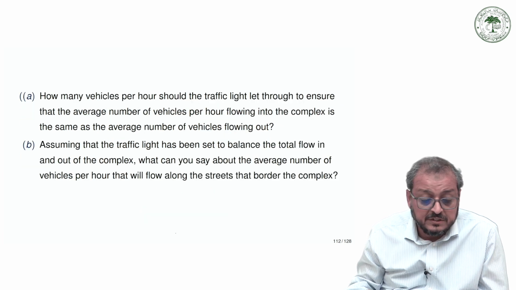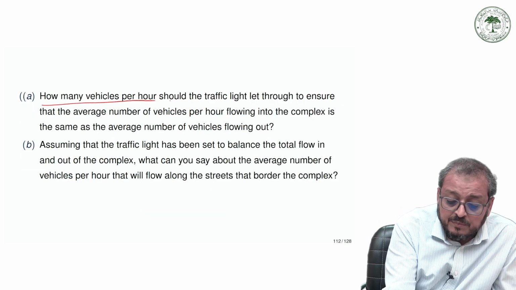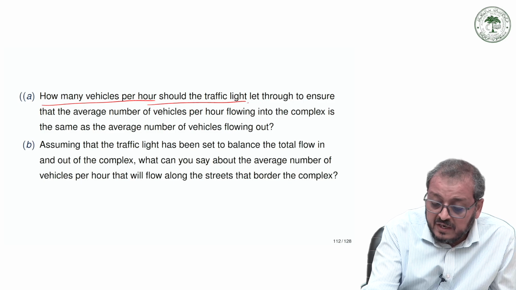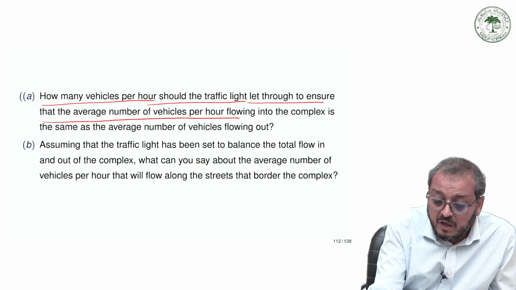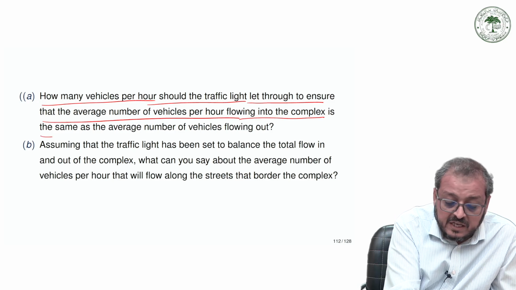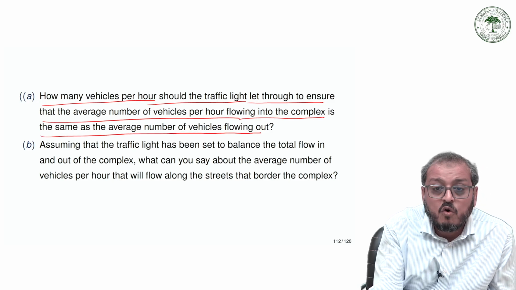So now the problem is this: how many vehicles per hour should the traffic light let through to ensure that the average number of vehicles per hour flowing into the complex is the same as the average number of vehicles flowing out?